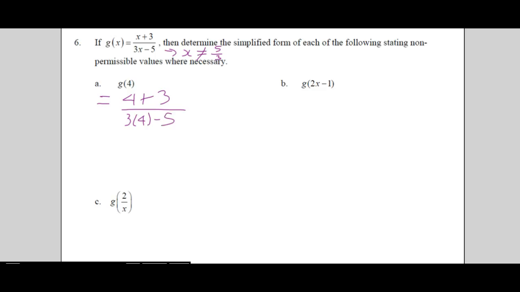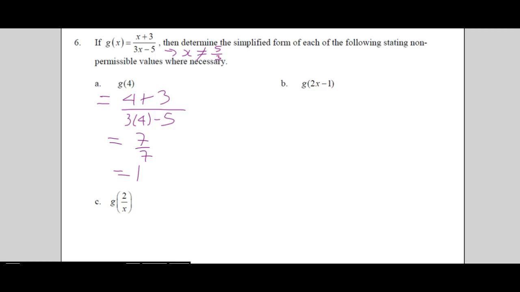Okay, so function notation is a shorthand. Here's the formula. What does it say to do? It says take whatever's in the parentheses and add 3 to it, and stick that over 3 times whatever's in the parentheses, and then subtract 5. So we have 4 plus 3, which is 7, over 7, which is 1.